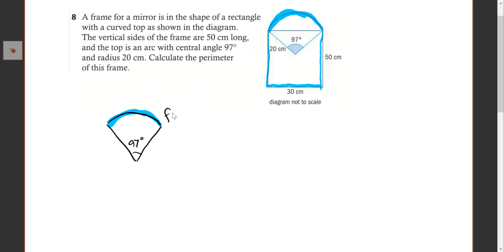So this bit here is a fraction of a whole circle, right? That fraction is 97 out of 360 of the entire circle, but we're not after the entire circle, we're after the circumference only, which is that fraction multiplied by 2 pi r, or pi times d. The diameter of this circle, well, this length here is the radius of the circle, so that would be the 20. So the diameter, pi d, would be 40, or 2 pi times 20. Okay?